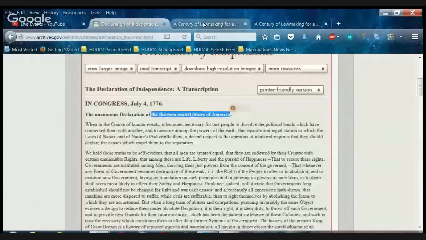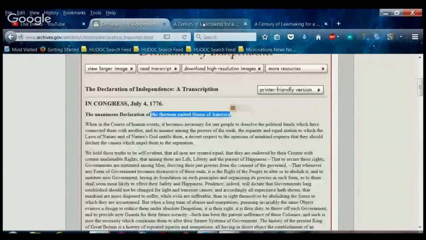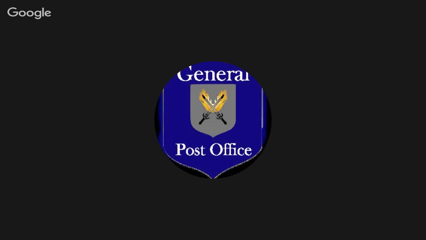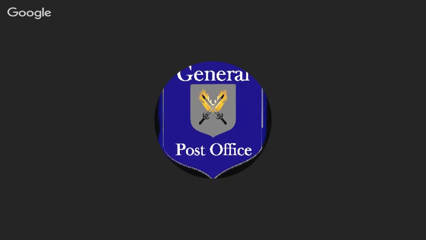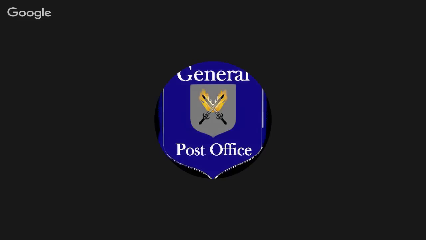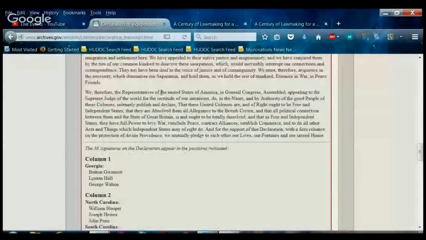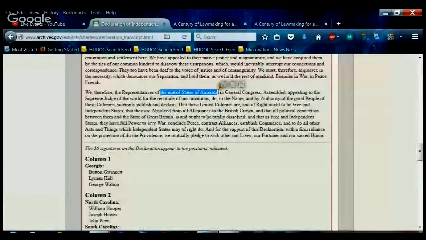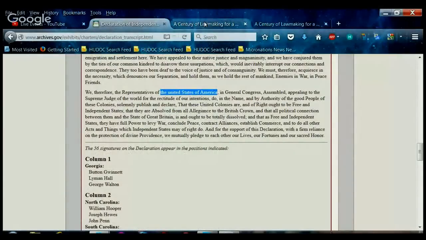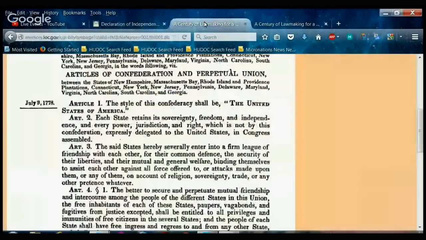There's another one. So what we had to do was obviously fix the Declaration of Independence to read as amended from this entity here to this entity here. Then it came up, this was in 1776, so in 1781 they came up with the Articles of Confederation and decided that the name of the country is going to be the United States of America. So the style of this Confederacy shall be the United States of America. And that was the name of the country.